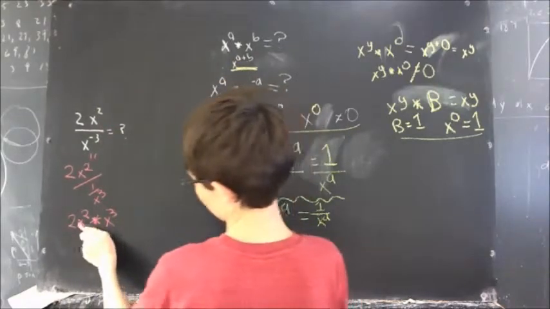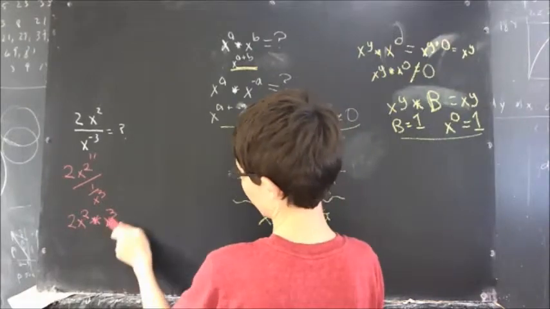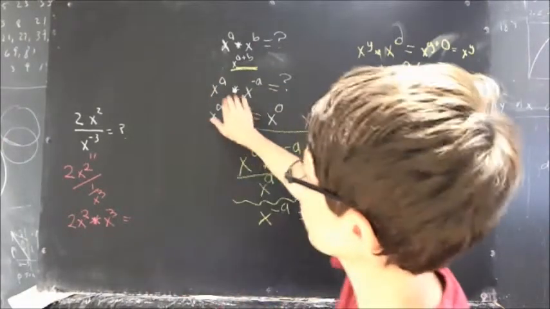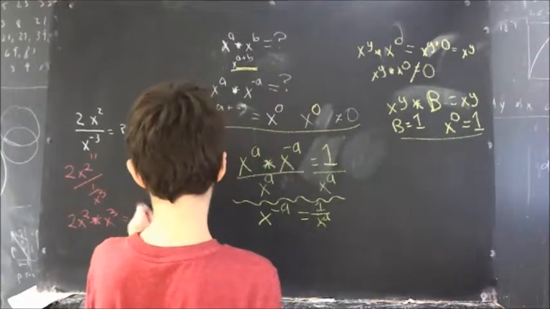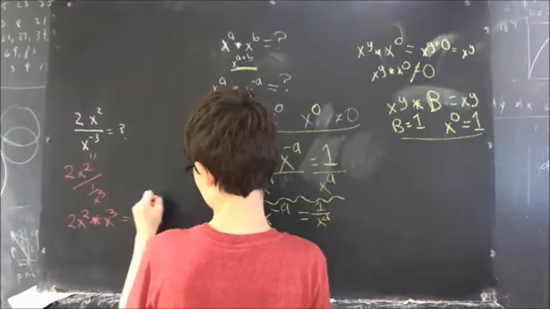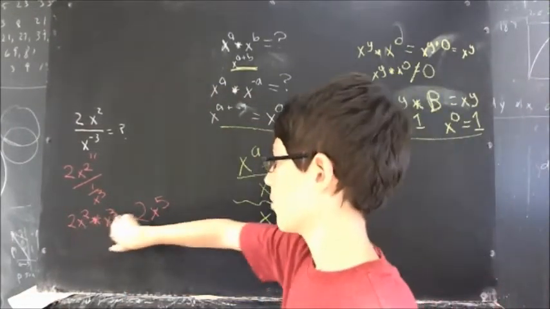And now you have 2x squared times x cubed, which is also, as we've seen right here, equal to 2 times x to the fifth, and the 2, by the way, remains the same, if you're wondering, because you can add the two exponents.